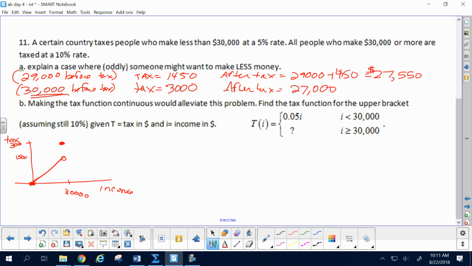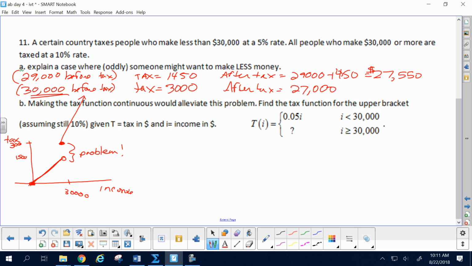Tell me about the steepness of these lines. This represents 5% of your income. This up here will be 10% of your income. So what would that line look like relative to the first? Steeper, your taxes. All right, now this is the problem. We need this tax structure to smoothly transition from one tax bracket to the other. Okay, this is an application of continuity. It's not just blah, blah, blah. There's actual use to this. We need it to be continuous.